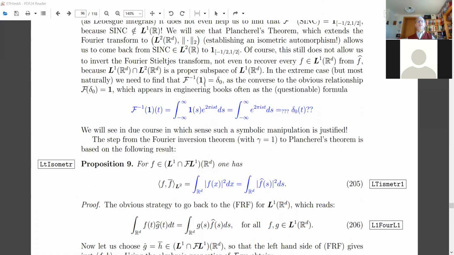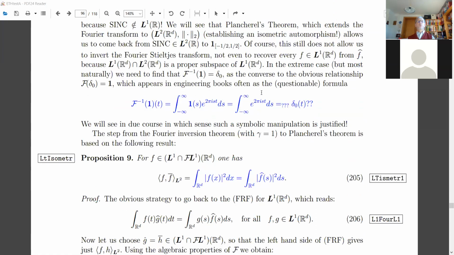So I was already indicating, and that's an example of what we are going for with the dual space S0 prime, that we would like to show that the inverse Fourier transform, well, if it's a function, we're not sure, as a function of t, it should be written as taking the inverse Fourier formula, integral over the real line, constant 1 as a function of s, so just the value 1, times e to the 2 pi i s t. So that's what you find in quite a few engineering books. And you also find that, well, this is delta 0 at t.